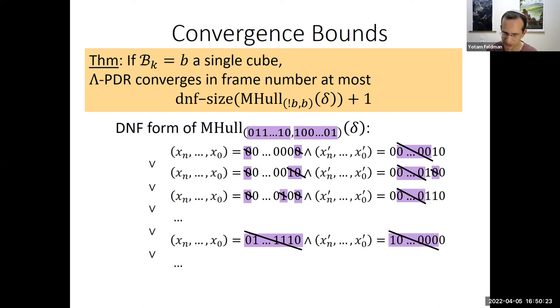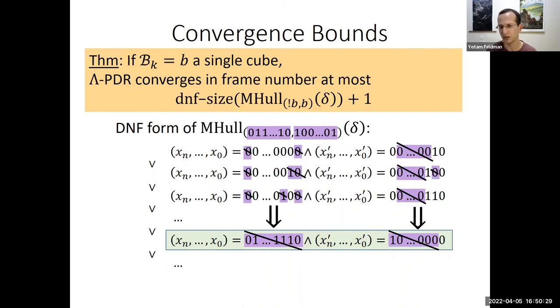When we look at that representation, it turns out that the term generated by this process actually subsumes all the other terms. So this formula can be written using just a constant number of terms, even just one. So what the theorem implies is that lambda PDR converges in this case in a constant number of frames, actually just two, because the DNF size, the shortest representation as a DNF formula of the monotone hull of the transition relation, is very, very short. In this case, this is actually tight for the convergence of lambda PDR, but this is absolutely not always the case.